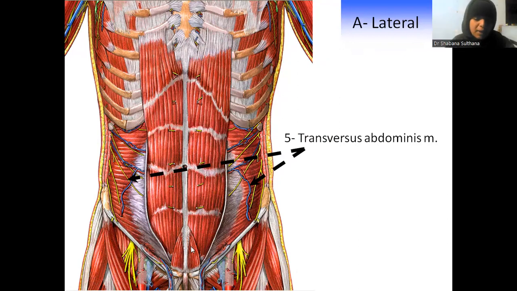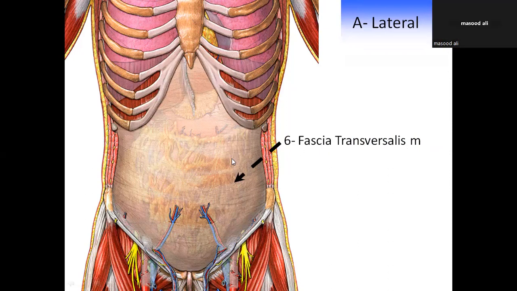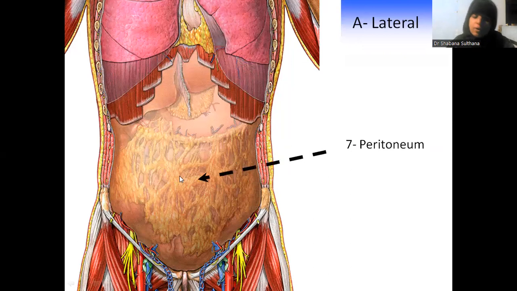Lower down, can anybody name this muscle? It is looking like a pyramid, hence it is named pyramidalis. So all these are the muscles of the anterior abdominal wall. Now if you remove all those muscles, you will come across one fascia, the fascia transversalis. Once you remove the fascia transversalis, we will come across peritoneum, which is the protective covering around the abdominal visceral organs.